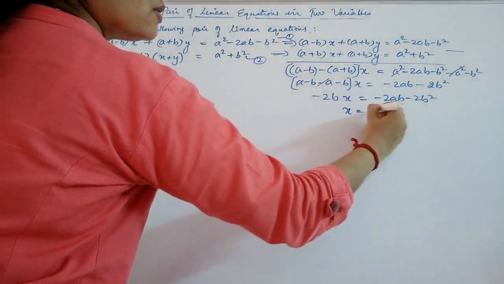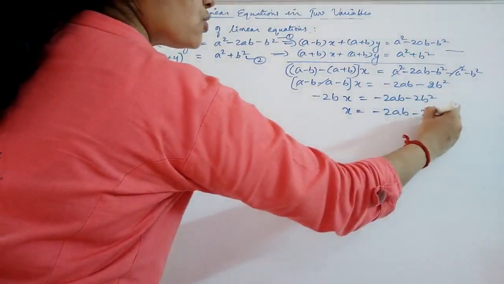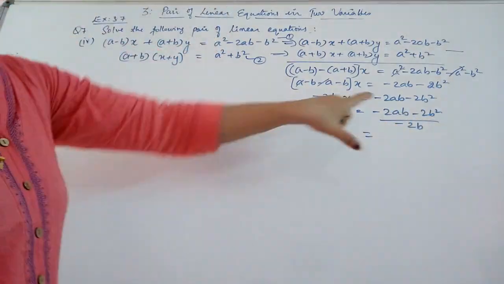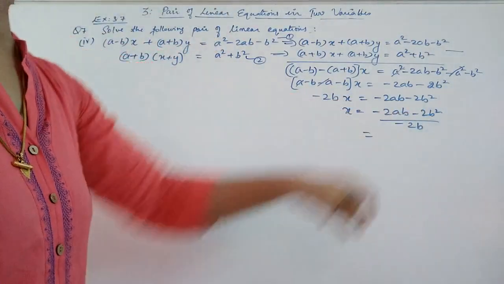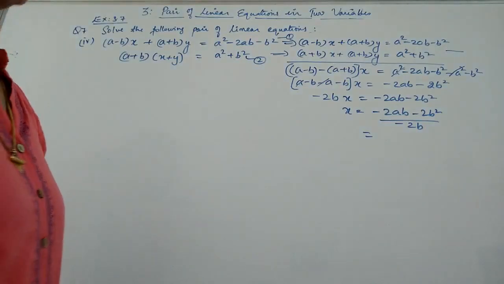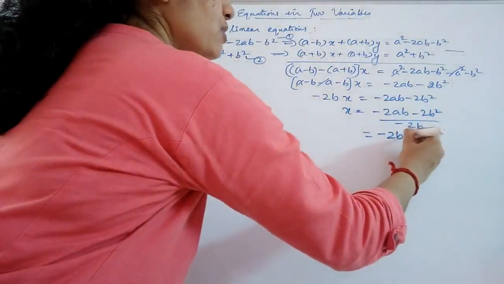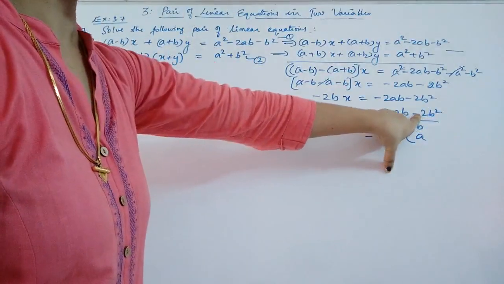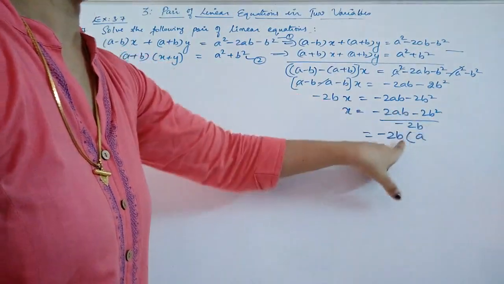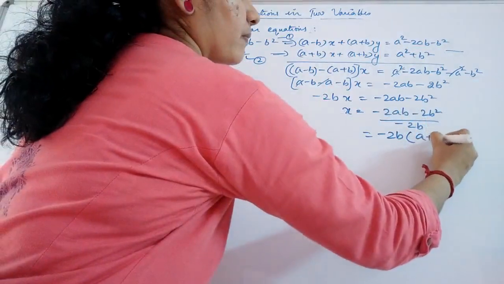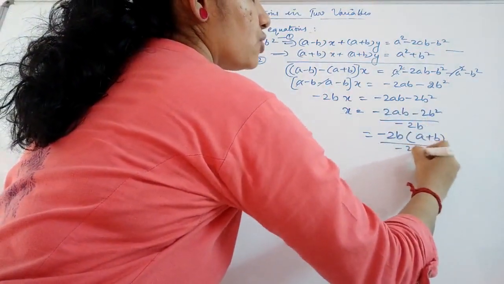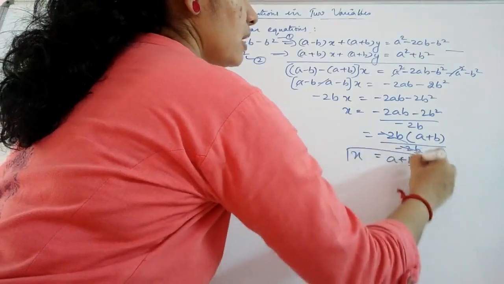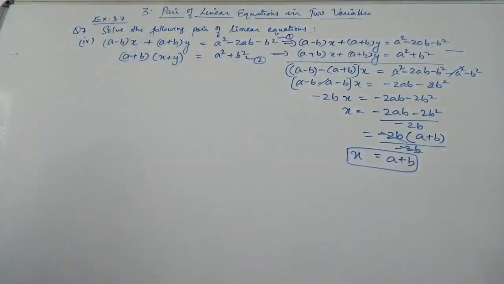Now x is equal to minus 2ab minus 2b square divided by minus 2b. And you can see that the numerator has something in common, which is minus 2b. Taking it out, minus 2b, the remaining term inside will be a, here it will become positive, and here you have b, divided by minus 2b. Get cancelled and you will get your x value to be a plus b.